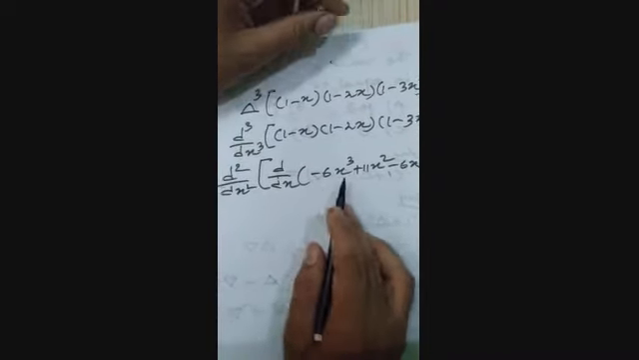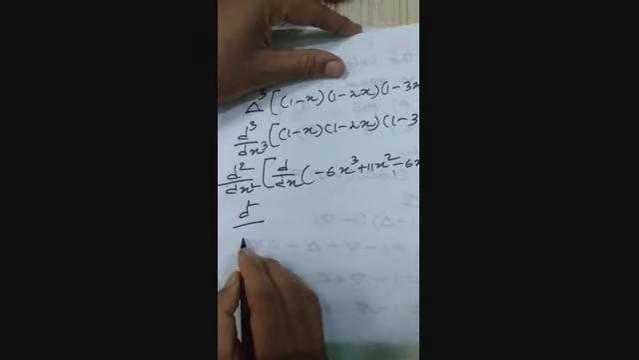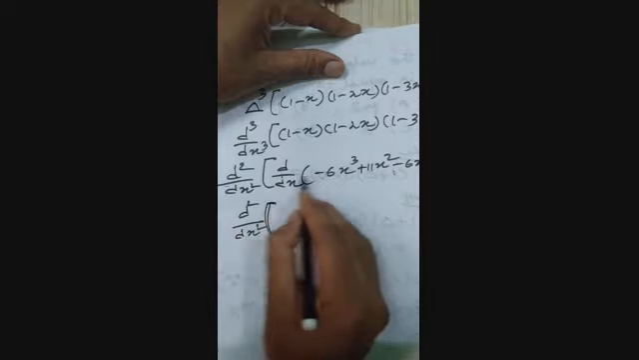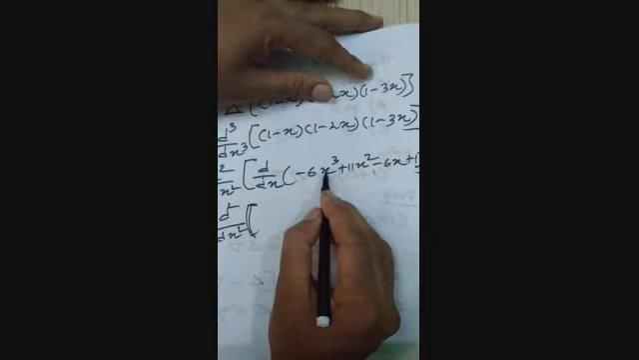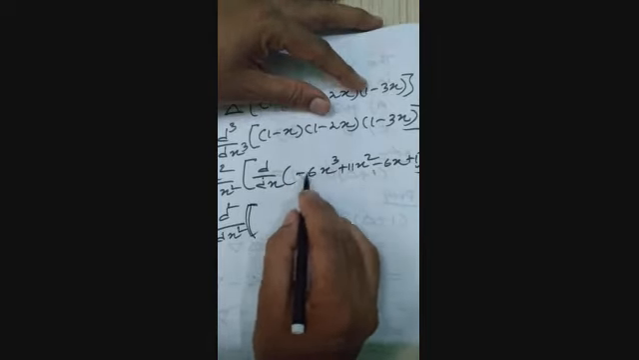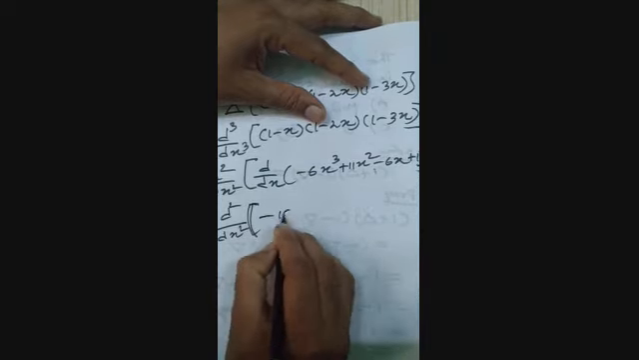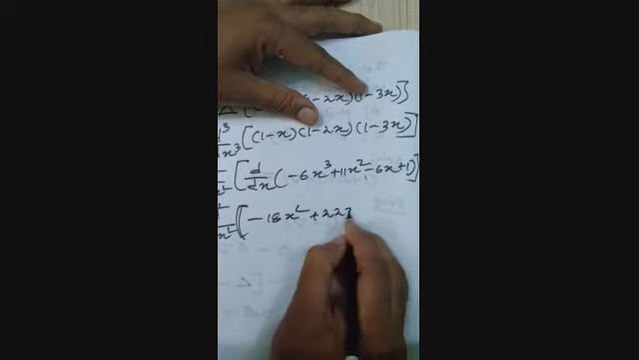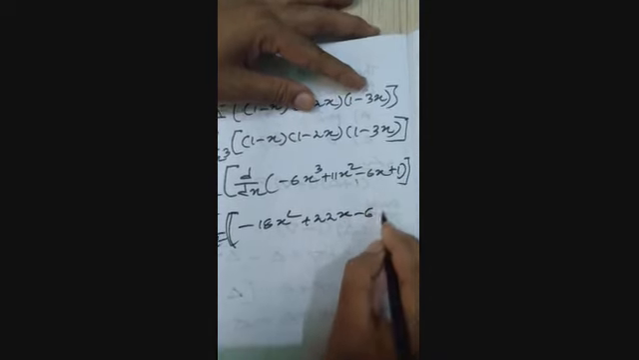Now we are going to differentiate, d square by dx square. Differentiate these terms with respect to x, you know very well. x cube differentiates to 3x square, then minus 6 into 3 is minus 18x square, then 22x, and minus 6x differentiates, this becomes 0.